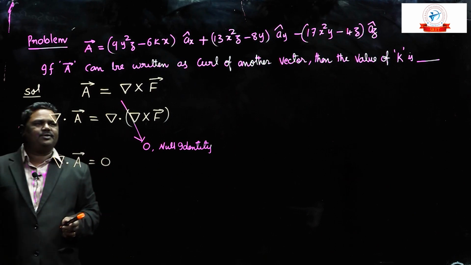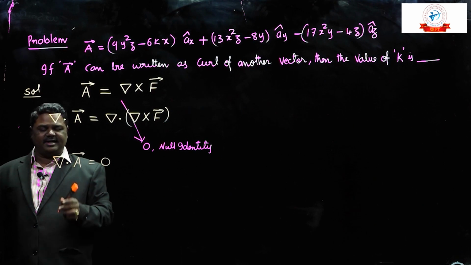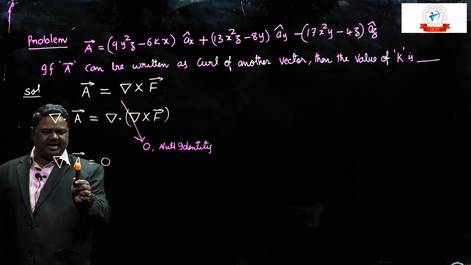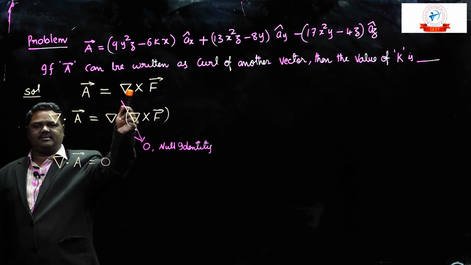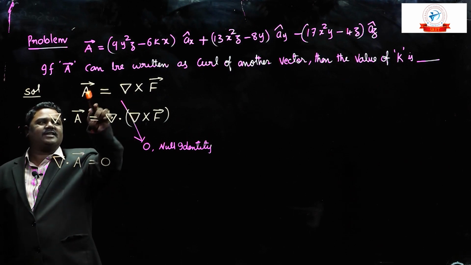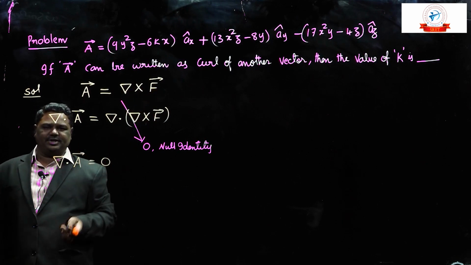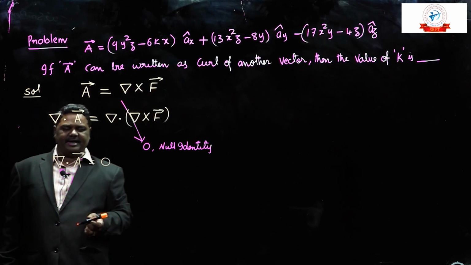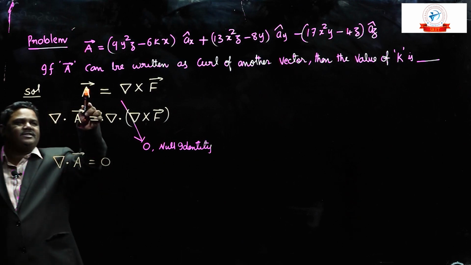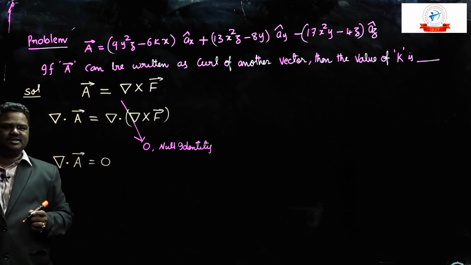So the equation that results is divergence of A bar is equal to 0. Generally we know the second statement of the null identity: if divergence of any vector is 0, then the vector can be written as curl of another vector. Or you take the vice versa statement: if a vector can be written as curl of another vector, then its divergence is equal to 0. That's what we obtained here. So from this given statement, divergence of A bar is 0. So let us find what is the value of k.